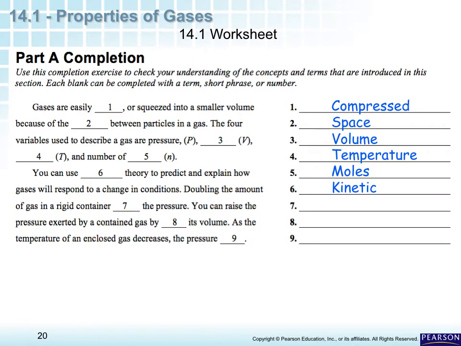By doubling the amount of gas in a container, we'll double the pressure, because there's a direct connection between the amount and the pressure. You can raise the pressure by decreasing the volume, because when you have less space, the particles have more collisions. They hit the container more, which increases the pressure. As the temperature decreases, the pressure will decrease, because the particles are moving slower, and if they're moving slower, they have less energy, which means less pressure.